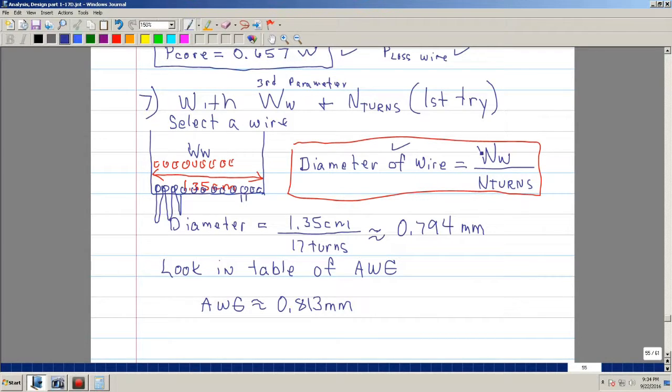Basically, your W sub W divided by the end turns will give you a rough estimate of the diameter of the wire. So in the design example, W sub W is 1.35 centimeters, and we had calculated in the previous example that I needed 17 turns. So I need a conductor, a wire, that's approximately 0.794 millimeters.